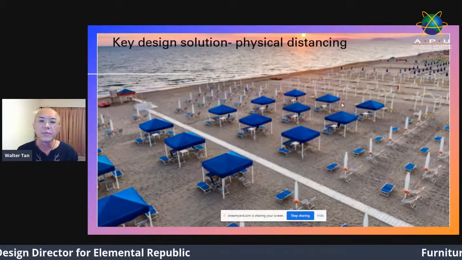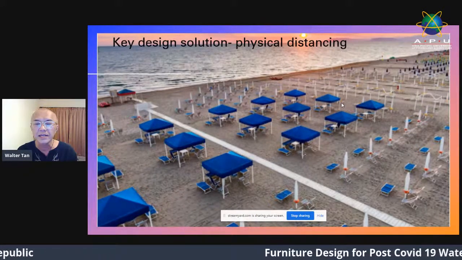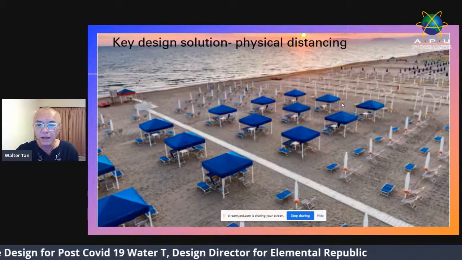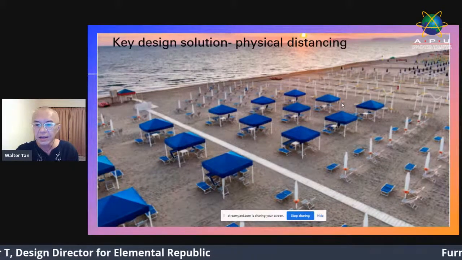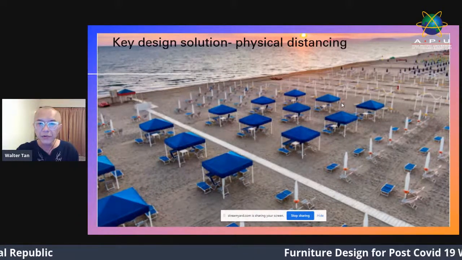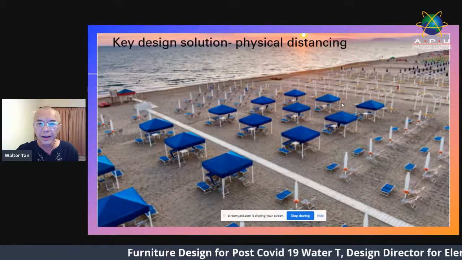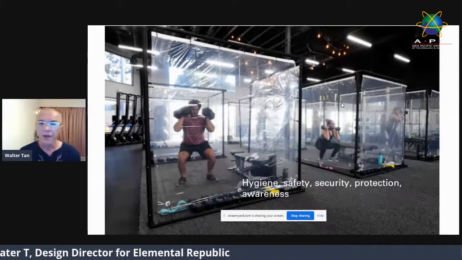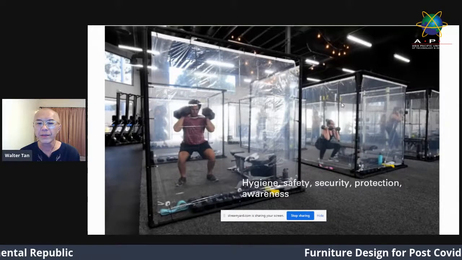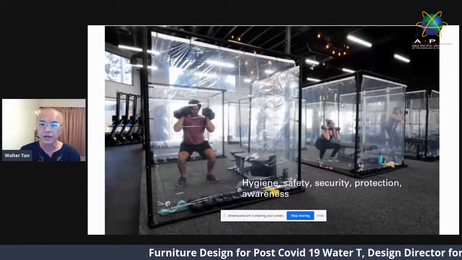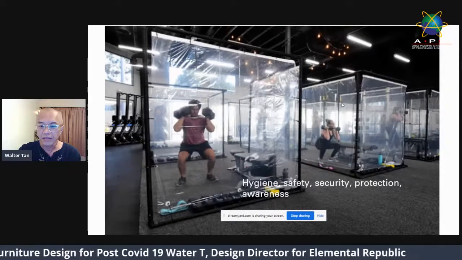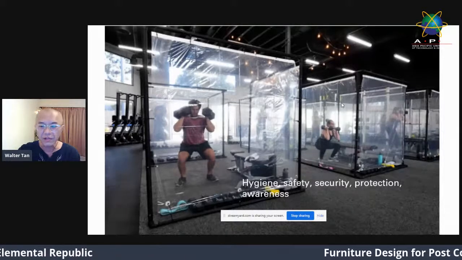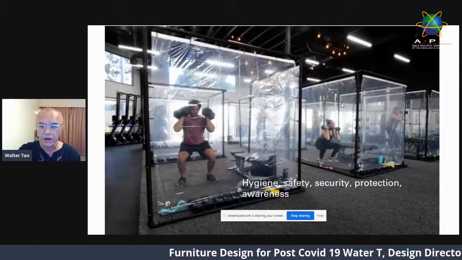Now, the key design solution for this short-term effect. People will say stick to physical distancing. I don't like to use social distancing, because we are human, a socialized animal, so I prefer physical distancing. From here, in the short term, we have hygiene, safety, security, protection, and awareness. Now we are starting to be aware that this virus is very dangerous. You get it, and you won't know you have it. This is quite scary.